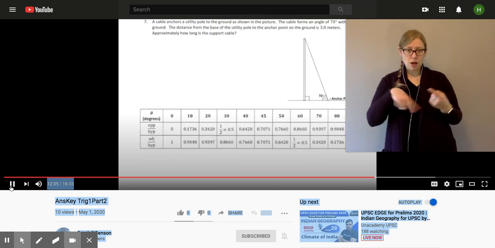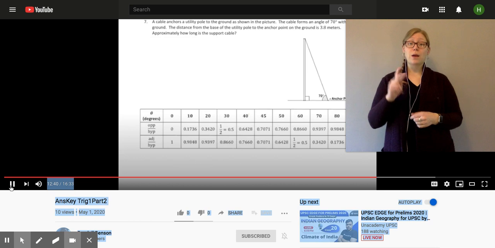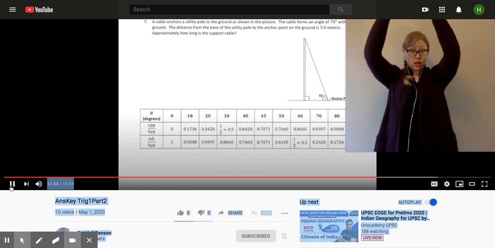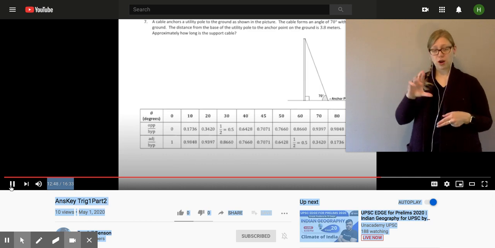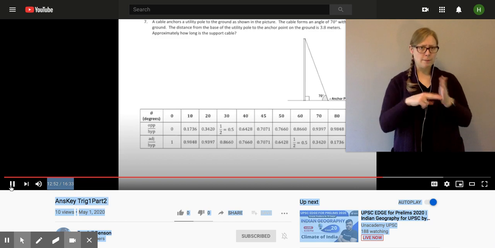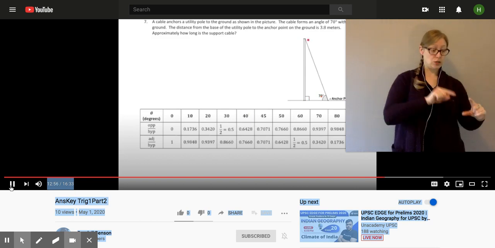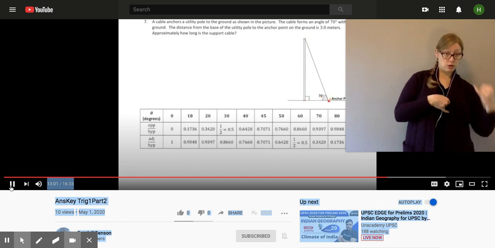Okay, in this last problem we have a big pole that's going up, and they have like an anchor cable. Sometimes you see this for poles. They kind of secure them into the ground so that they don't tip over and start to lean. And they tell you the angle that it forms with the ground is 70 degrees. So this is the pole going straight up. This little wire going along here to the ground has a 70-degree angle.